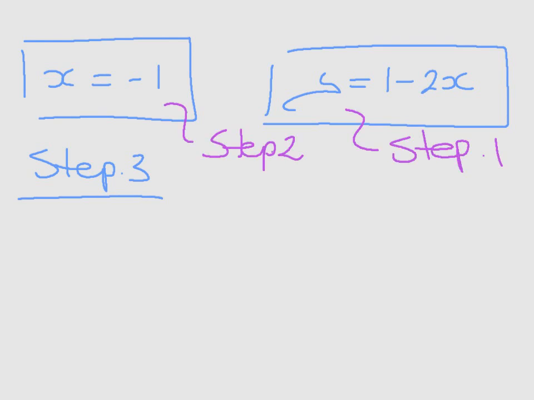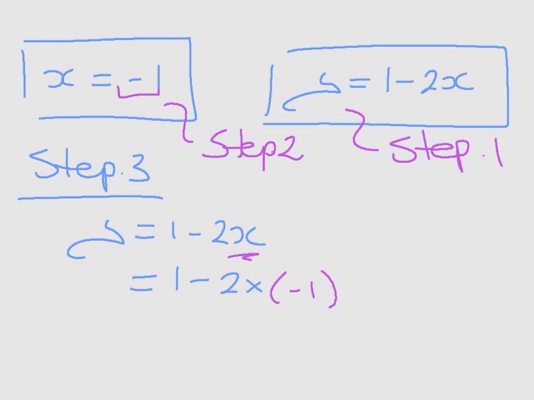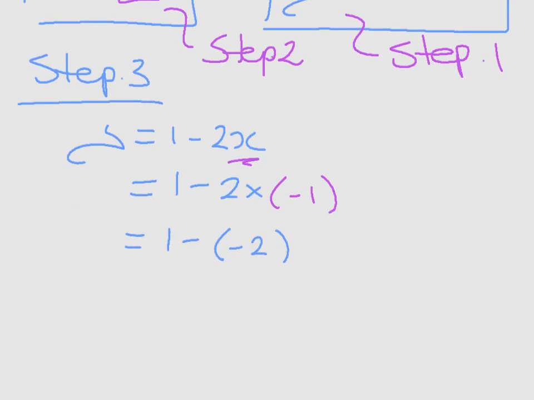So combining both of these results, we can start by rewriting this expression for y, which was y is equal to 1 minus 2x. And now we're going to replace this x value by negative 1, leading us to y is equal to 1 minus 2 times negative 1. We carry on. That leads us to 1 minus negative 2. And when we subtract a negative, it turns into an addition. So this leads us to 1 plus 2. And finally, y is equal to 3.